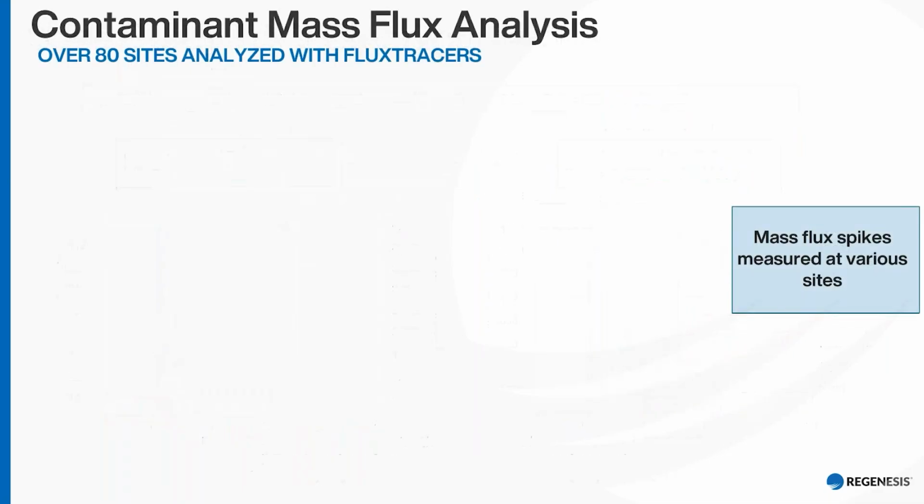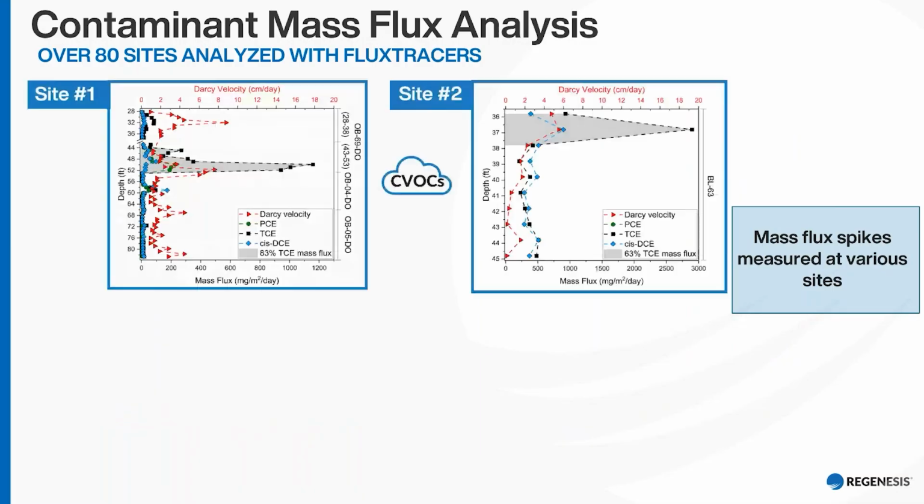Now, this has not only been measured in these sites that I mentioned before, but over 80 sites where flux tracers have been deployed, with some cases here for CVOCs. What I want to highlight here is that, yes, there are changes in Darcy velocity. Still, the changes in mass flux are way higher, difficult to predict only by knowing the hydrologic properties of the site or the lithology, and even knowing average site concentrations or average estimated hydraulic conductivities.